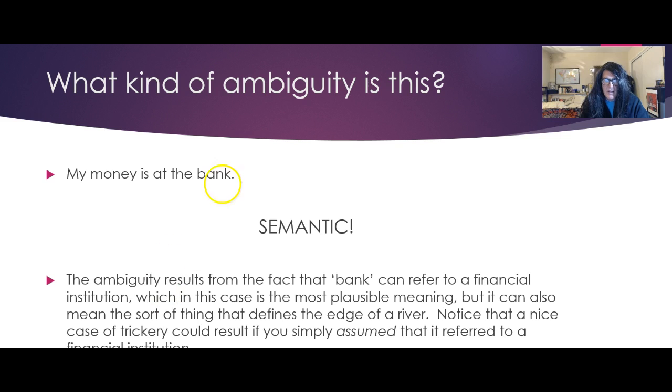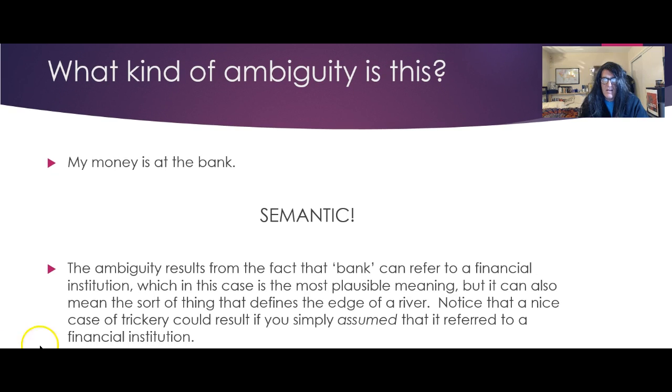The ambiguity results from the fact that bank can refer to a financial institution, which in this case is the most plausible meaning, but it can also mean the sort of thing that defines the edge of a river. Notice that a nice case of trickery could result if you simply assumed that it referred to a financial institution.